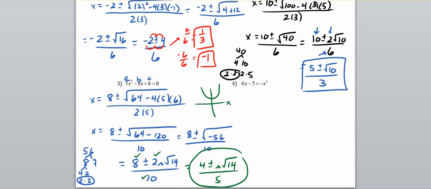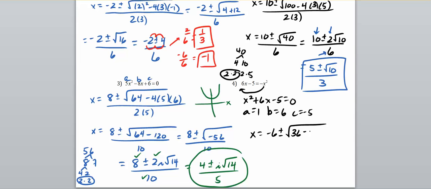Okay, so for number 4, I'm going to move the x squared over here. So I'm going to get x squared plus 6x minus 5 equals 0. My a value is 1 because the coefficient in front of x squared is 1. My b value is 6, and my c is negative 5. So x equals negative b plus or minus the square root of b squared minus 4a times c, all over 2 times a. So let's simplify that.